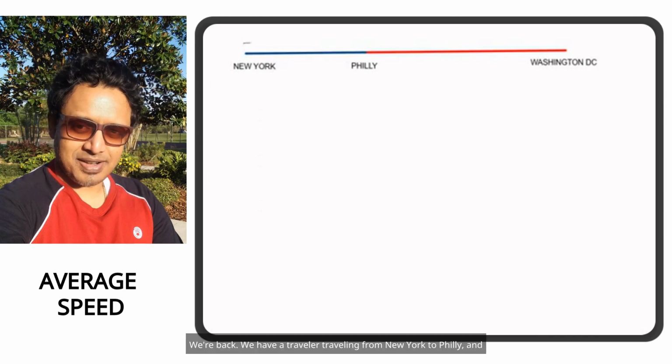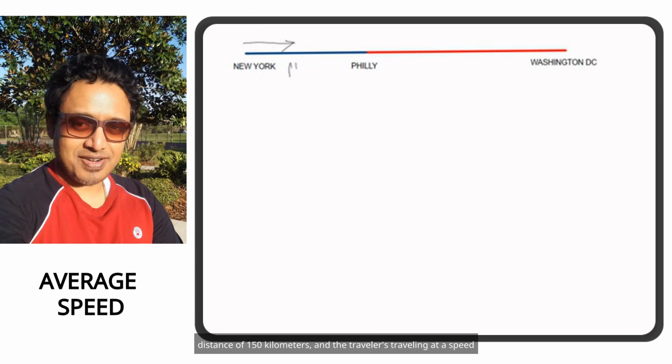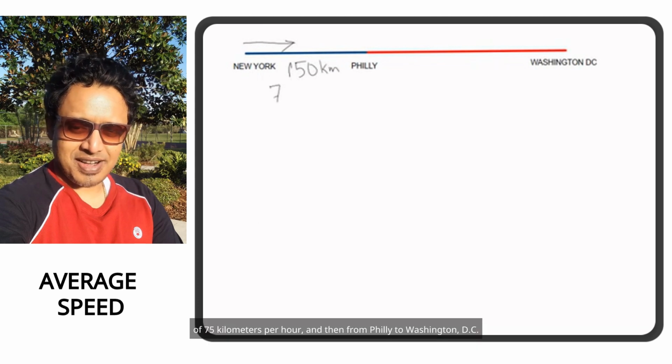We're back. We have a traveler traveling from New York to Philly and then from Philly to Washington, D.C. Now, New York to Philly is a distance of 150 kilometers. And the traveler's traveling at a speed of 75 kilometers per hour.